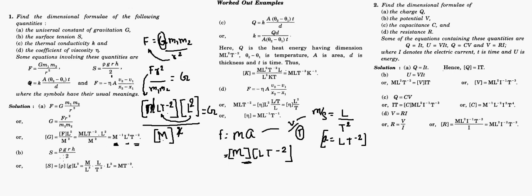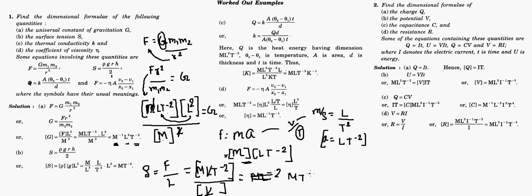Let's talk about the next, which is surface tension. For surface tension, I'll suggest using one easy formula: surface tension is equal to force per unit length. This is the definition. Force is M L T raised to power minus 2, and length is L, so this L will get cancelled, and I will get M T raised to power minus 2 only. I'll just write it once again, M T raised to power minus 2. That is the dimension, right?